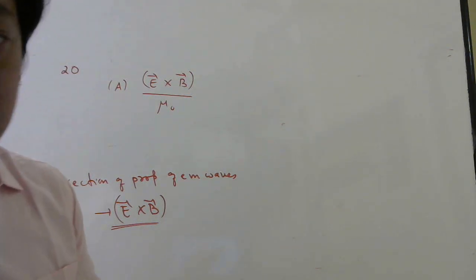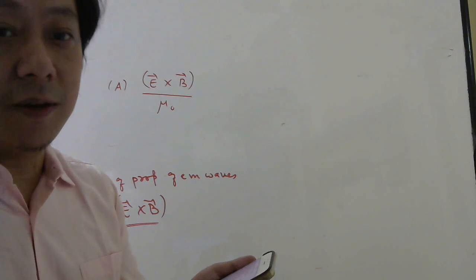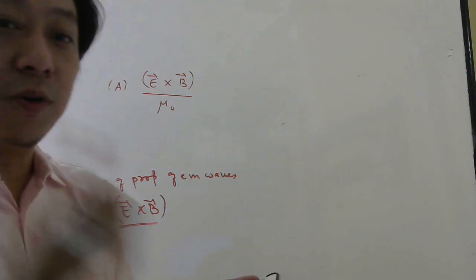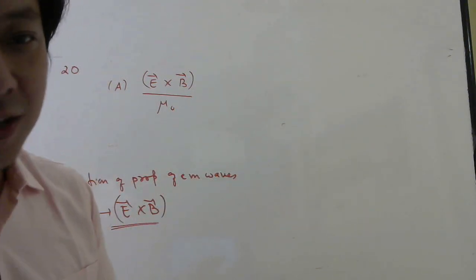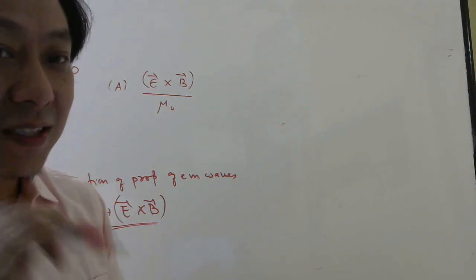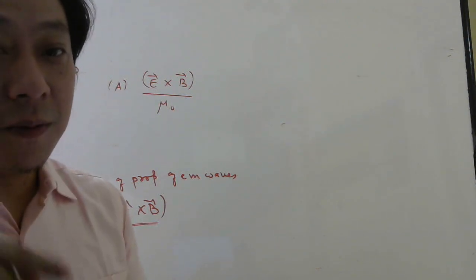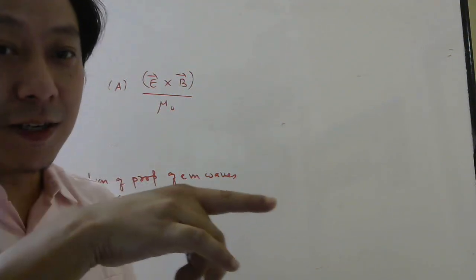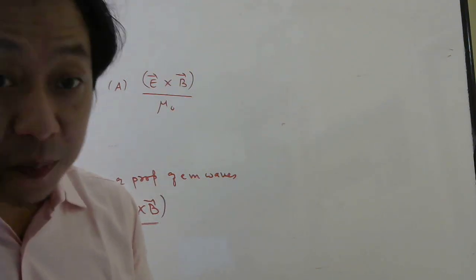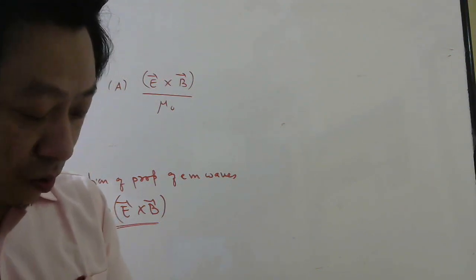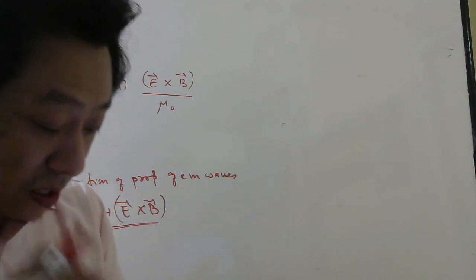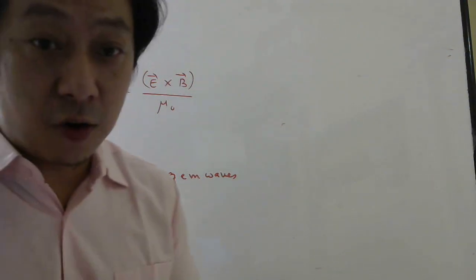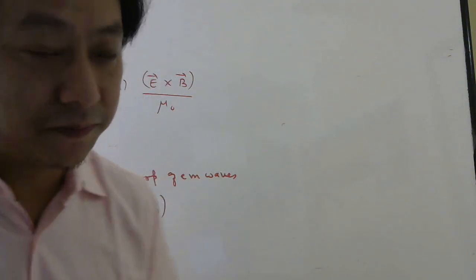The second option cannot be correct because it is given as B bar cross E bar. B bar cross E bar is opposite to the direction of propagation. So that cannot be accepted, because they are asking us which vector will be the average intensity, and in magnitude and direction it should be along the direction of propagation. So B cannot be true. C also cannot be true. Either A or D, one of them can be correct.